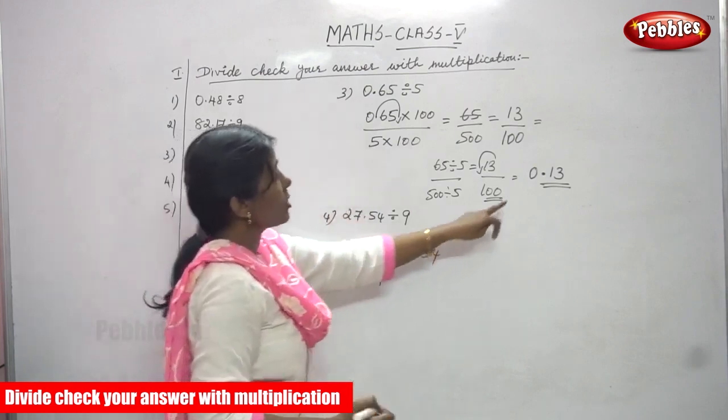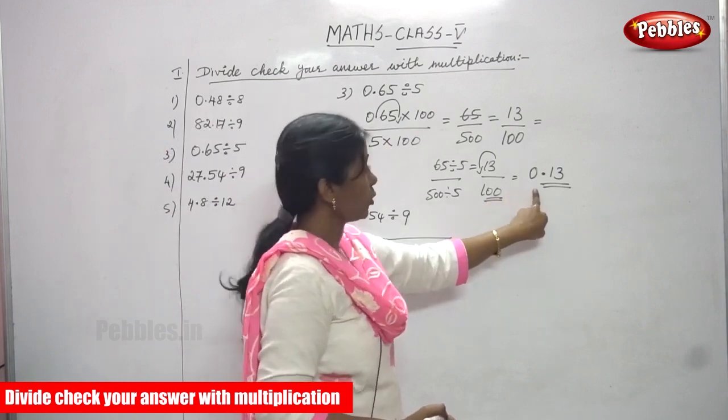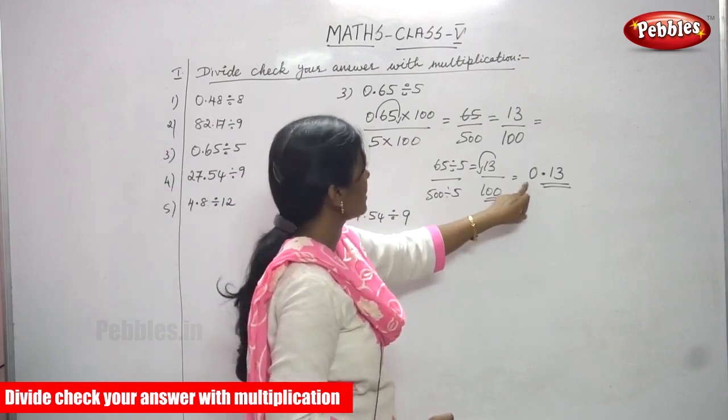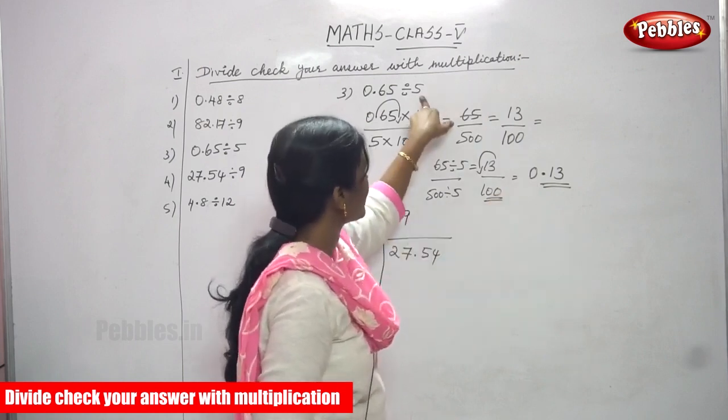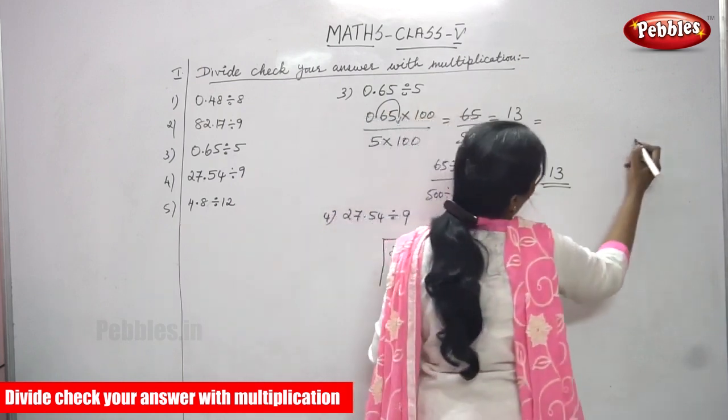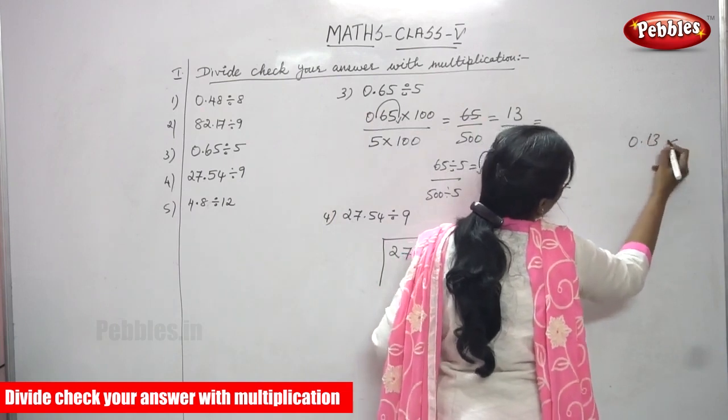Even if you want to check whether the answer is right or wrong, this answer is the quotient. This answer is multiplied by the divisor, and you can get the question. So look at this number, 0.13 into 5.